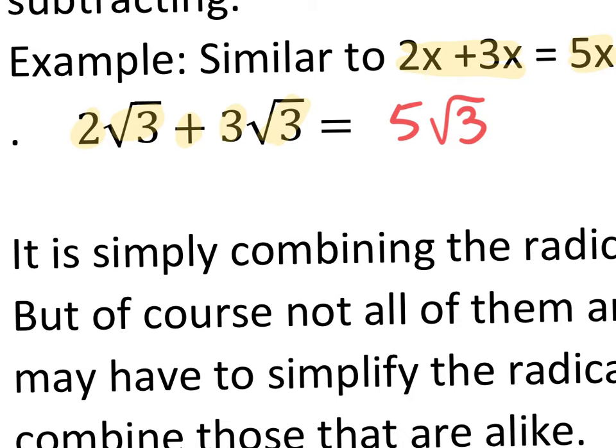What? Yeah, it's that easy, right? It's just combining like terms. You could combine square roots of 3's with square roots of 3's. You could combine square roots of 2's with square roots of 2's. But you can't combine square roots of 2's with square roots of 3's because those would not be alike.